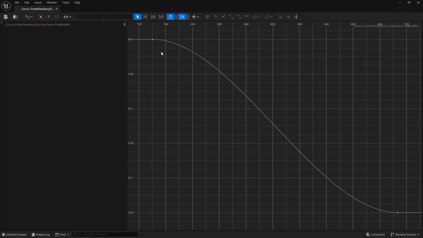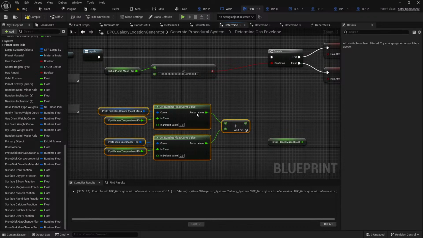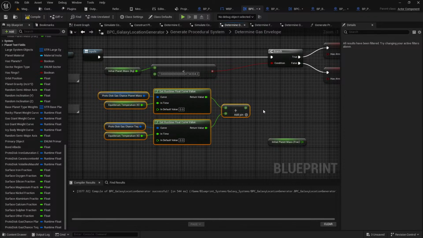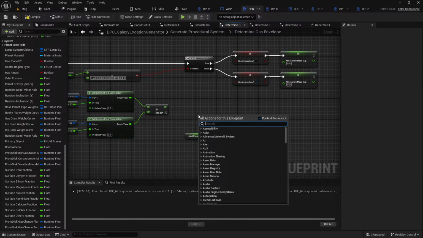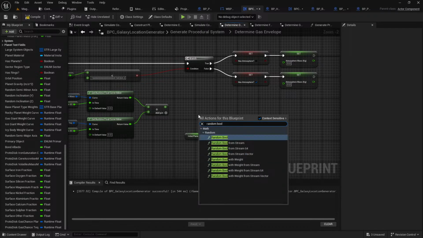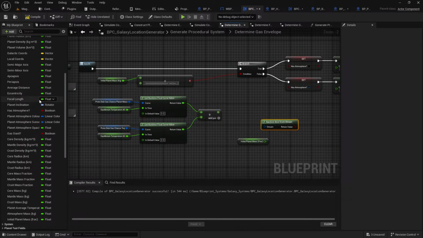So these curves work in tandem with one another to kind of balance out just how much matter there is. Which is what I was just doing here. So this value plus this value gives us our chance for a gas giant. So we need a random pool from stream. Then we need our stream.